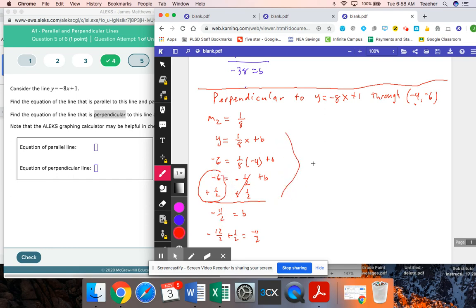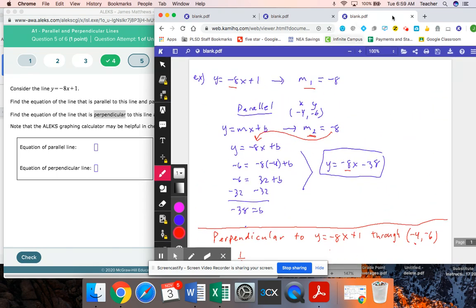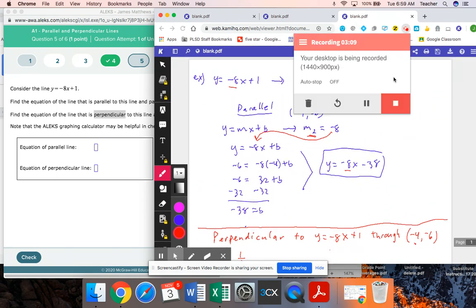So if I were to rewrite my final equation, it's going to be y is equal to 1/8 x minus 11 halves. This line is perpendicular to this one, and it goes through that point. All right, you should be able to take care of any of the rest of the problems we have in Alex.